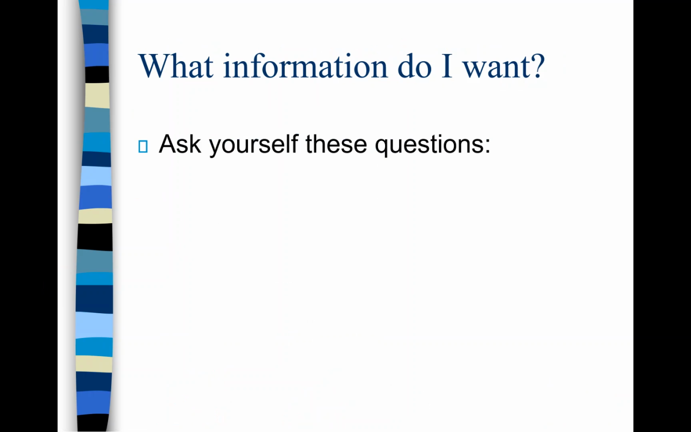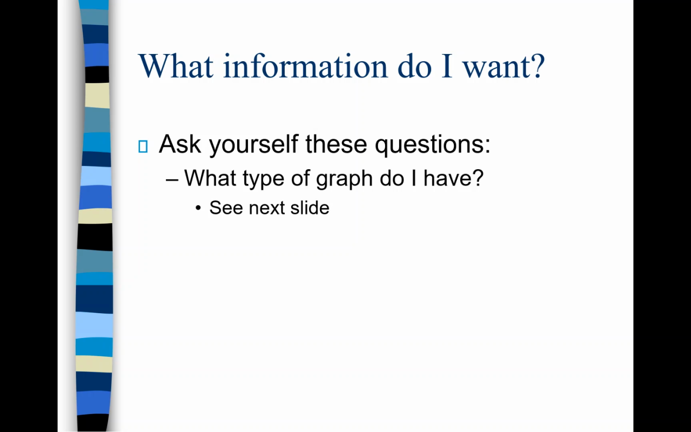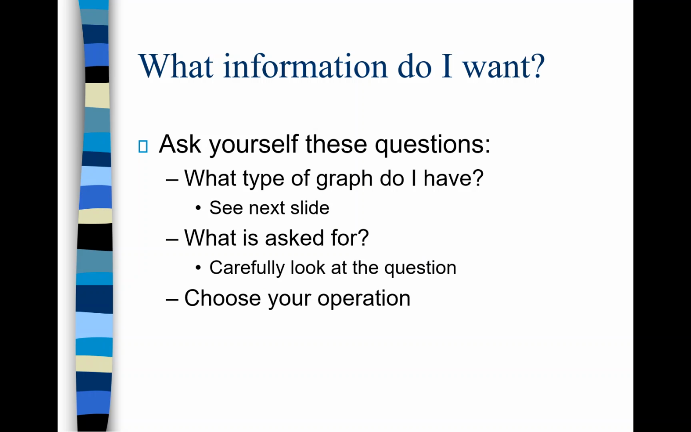All right, so what information do I want from the graph? The first thing you need to do anytime you see a graph is you got to ask yourself, what type of graph do I have? And I don't mean, oh, it's a bar graph, it's a pie chart, it's a line graph. No, no, no. I mean, generally speaking, it might be a scatter plot or a line graph. But the important part is what type of graph am I dealing with? We'll get to that on the next slide. The next question is, what is being asked for? As in, read the question carefully. The third question you have to ask yourself is, which operation am I going to use? And the list of operations was on the previous slide.